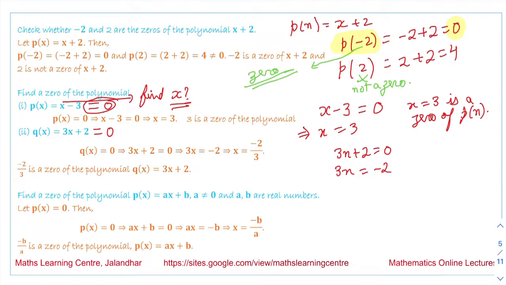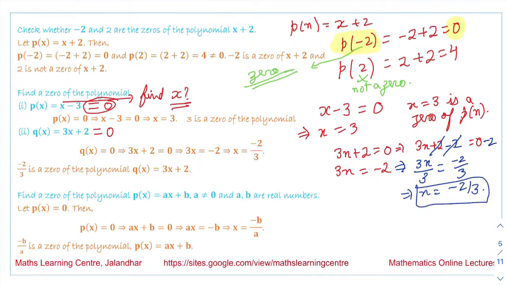Why we are getting this is, basically we have 3x plus 2 equal to 0. What we are doing is we are subtracting 2 from both sides. This and this get cancelled. So we are left with 3x is equal to minus 2. Next step we are doing is dividing by 3 on both sides. So what we get is x is equal to minus 2 by 3. So for x is equal to minus 2 by 3, the polynomial will be equal to 0. So minus 2 by 3 is the zero of polynomial qx.